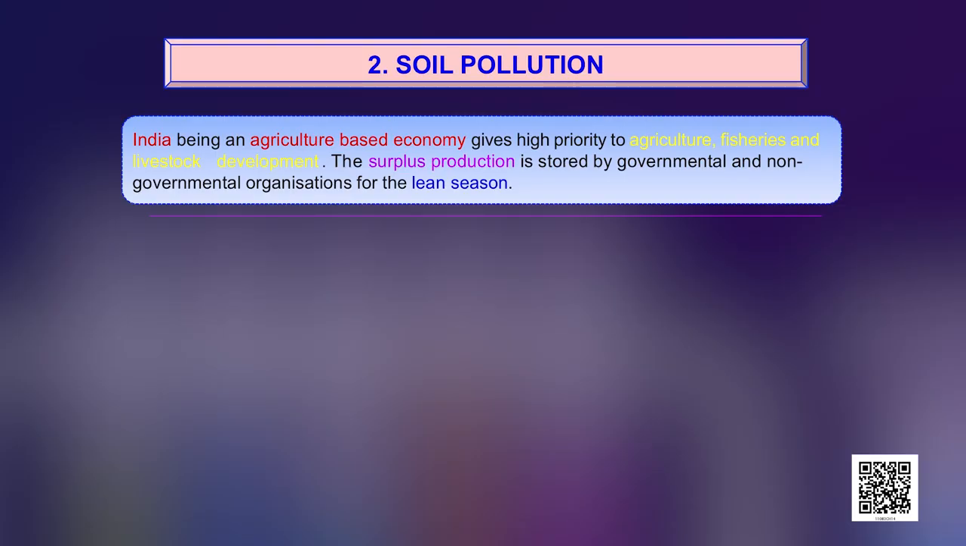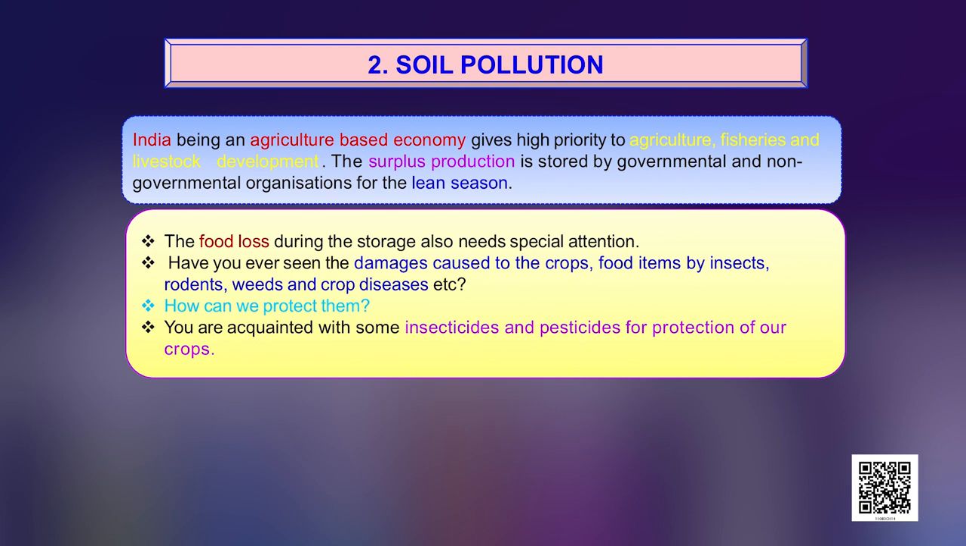Coming to the another category, which is pollution caused by various factors in the soil, known as soil pollution. India being the agricultural based economy, it gives high priority to the agriculture, fisheries and livestock development. The surplus production is stored by government bodies and also by NGOs for the lean seasons. The food loss during the storage also needs special attention. You must have also seen sometime the damages caused to the crops and food items by insects, rodents, weeds, etc., or even the crop diseases are responsible for the loss of the produced crop.